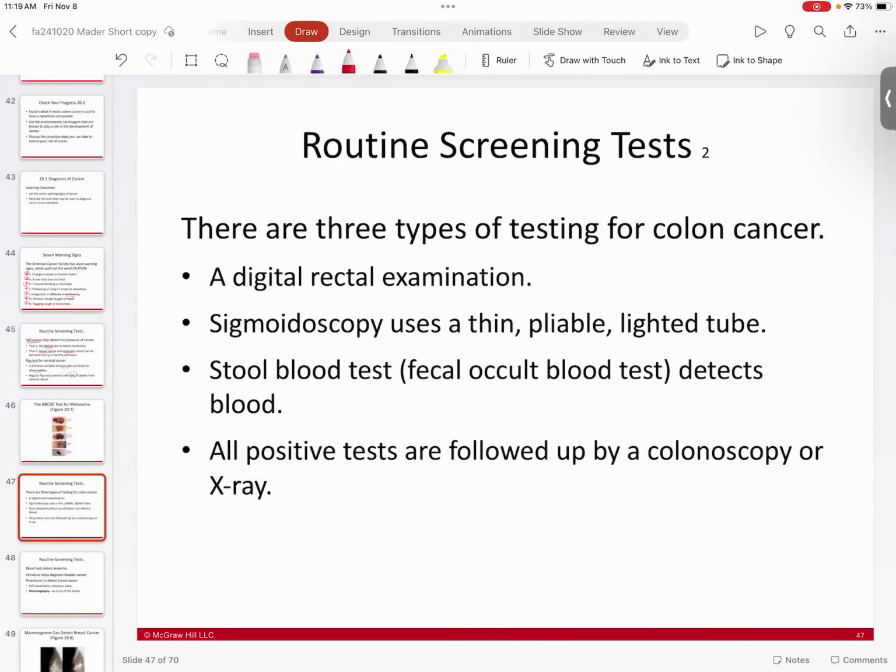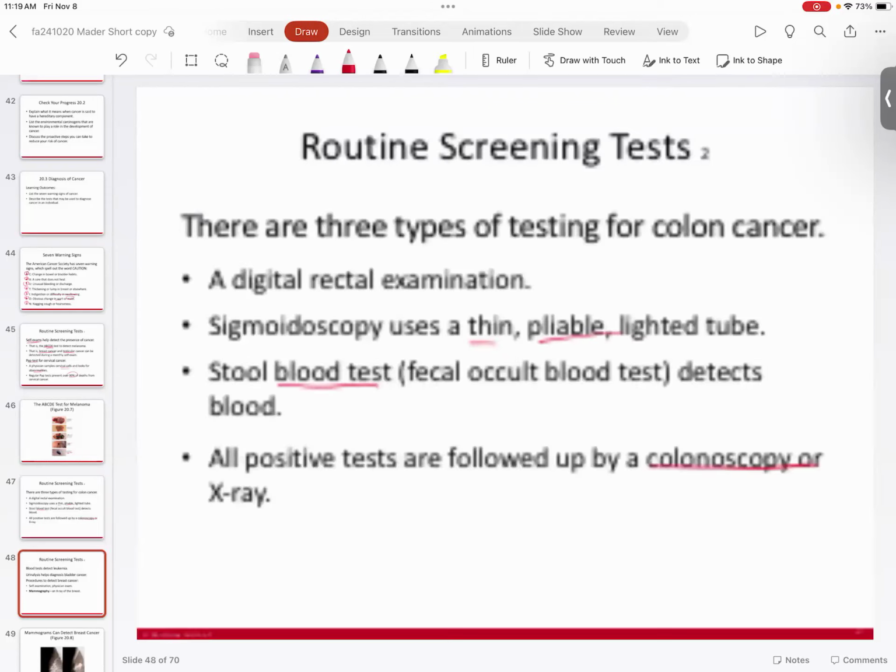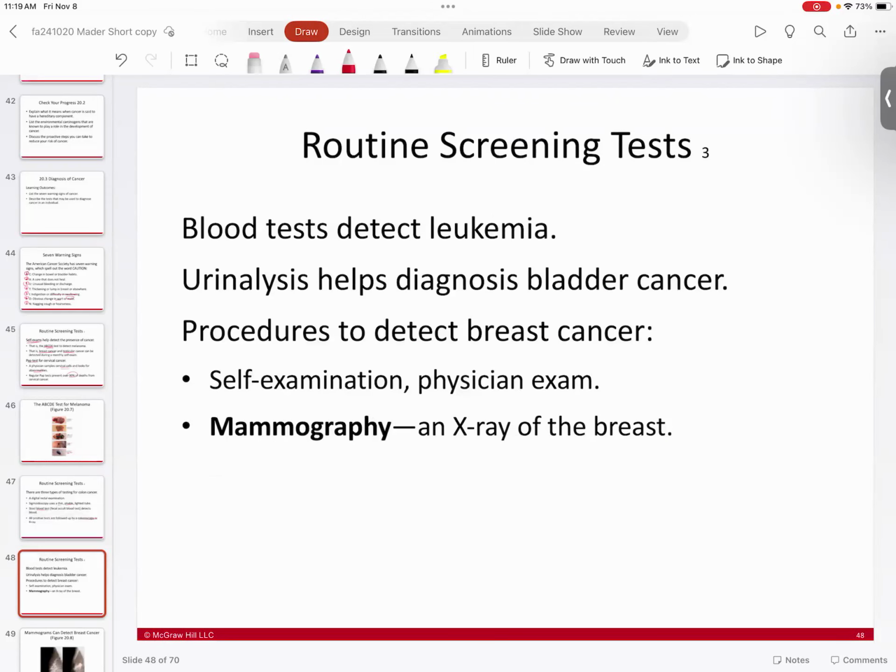So for colon cancer, there's three different things you can do. First of all, you can do a digital rectal examination, a sigmoidoscopy, basically using a thin pliable lighted tube to take a look at the interior lining of your colon. You can do a blood test, a fecal occult blood test, which just detects blood in your feces. And then you follow these up with a colonoscopy or an x-ray. And there's different versions of the colonoscopy too.